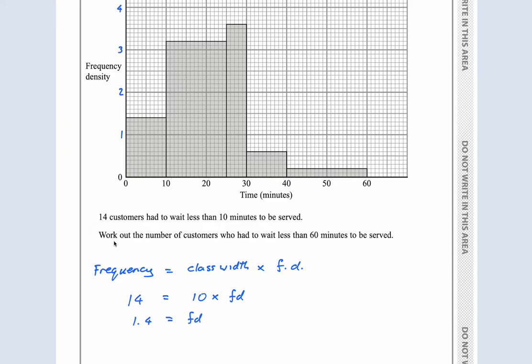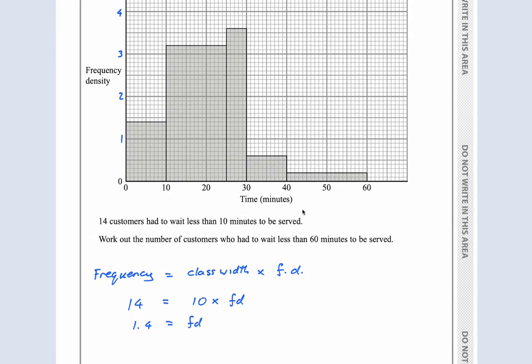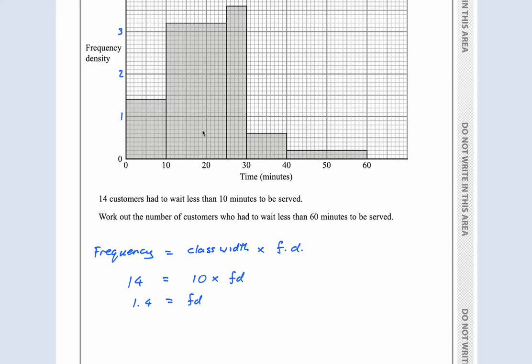It then says work out the number of customers who had to wait less than 60 minutes to be served. Is that the only question? Yes, it is. Okay, so for less than 60 minutes, I basically need to find the total area of all of these. So I'm going to do 10 times 1.4, which is 14. We know that one anyway, that's for this.